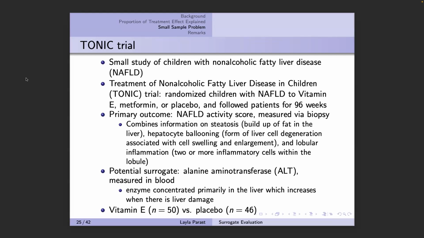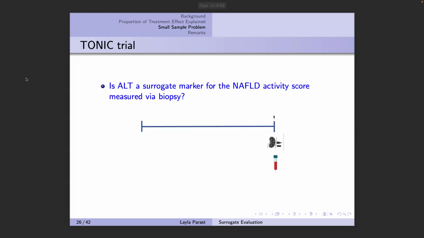So the groups that I'm going to compare are the vitamin E group, which is 50, and the placebo group, which is 46. So this is exactly the picture that I showed in the beginning, where the primary outcome and the surrogate are measured at the same time, but the surrogate is much less invasive than the primary outcome. And so the question is: is ALT a surrogate marker for the NAFLD activity score measured via biopsy?